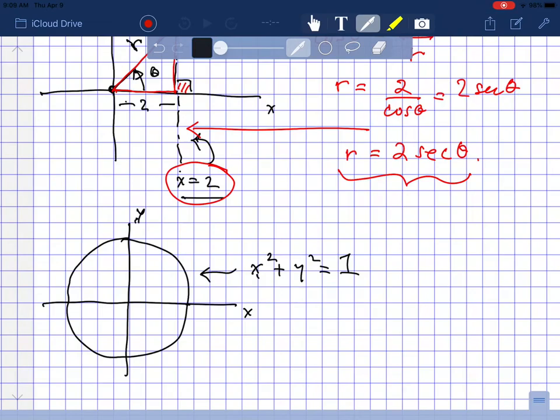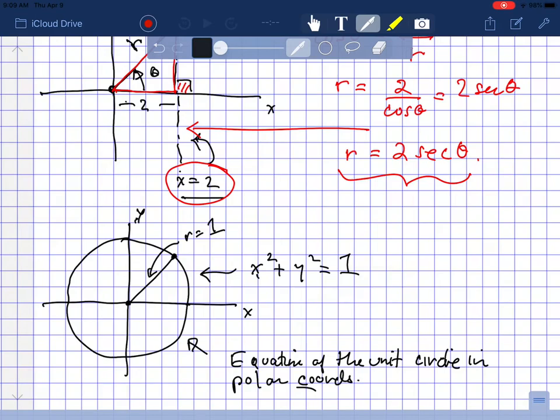Now, what is the equation of the same circle in terms of polar coordinates? Well, every point on this circle is a distance 1 from the origin. So that means that r is equal to 1, and theta can be anything. So the equation of the unit circle in polar coordinates is simply r is equal to 1.